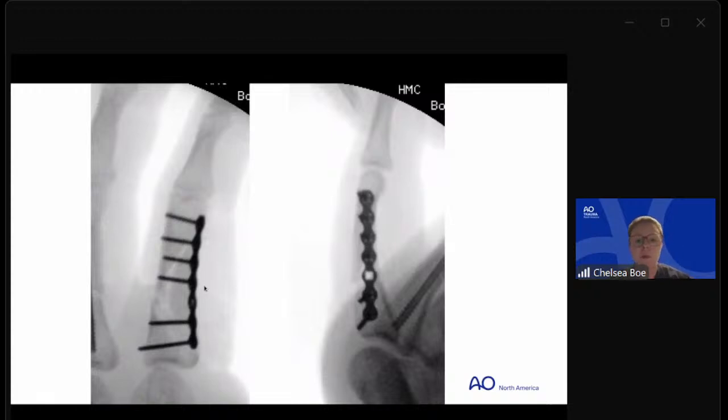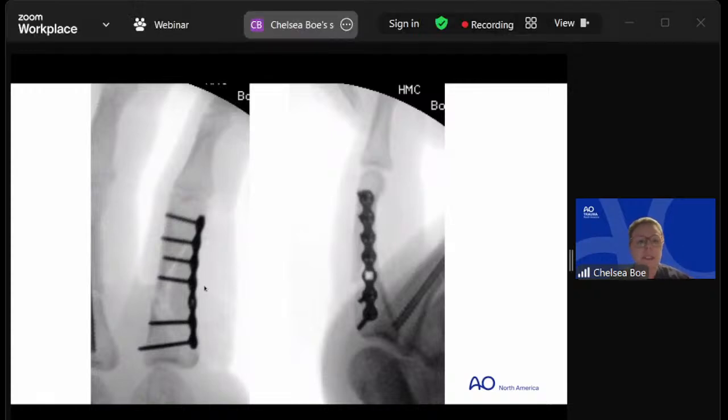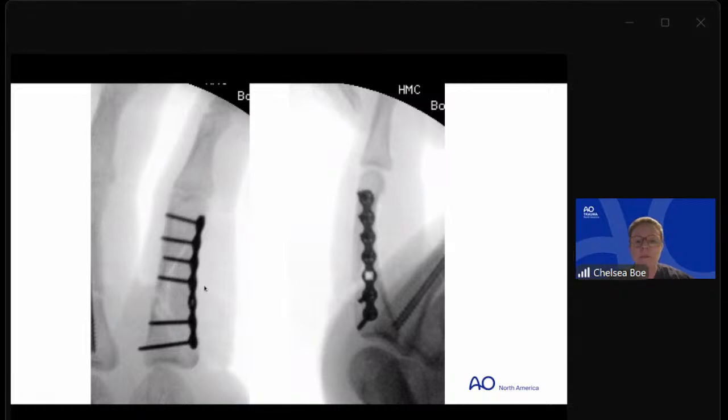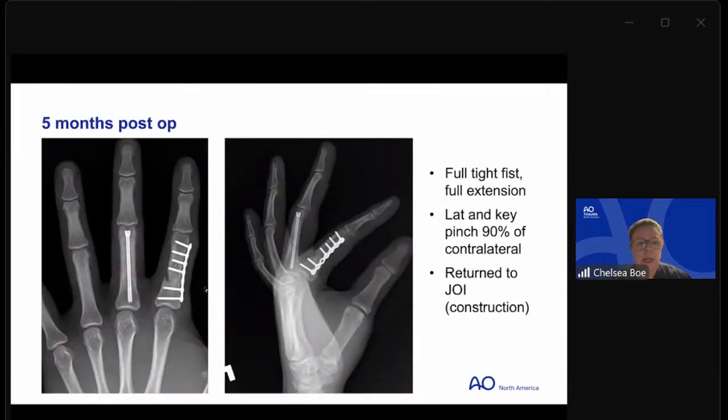Could we have done this with isolated lag screws? Potentially. Because of the shape of that butterfly fragment at the base, I felt we were fairly perpendicular to that fracture with the position of the plate. And we actually positioned that plate slightly dorsal, which I don't know if you can see in these radiographs, in order to accommodate being relatively transverse. So you were essentially lagging through the plate, although we placed it as a position screw, not a true lag screw. And then this patient at 5 months post-op was healing.